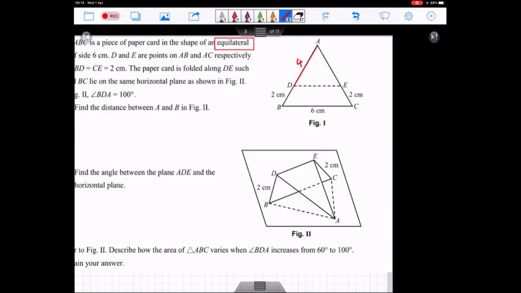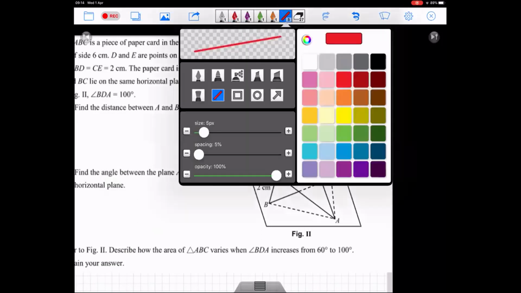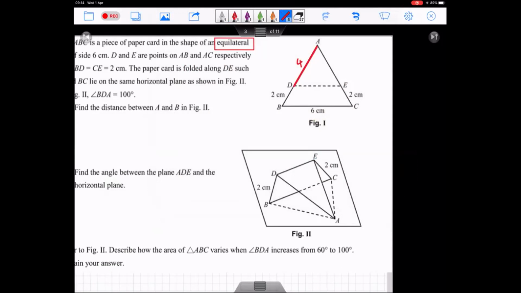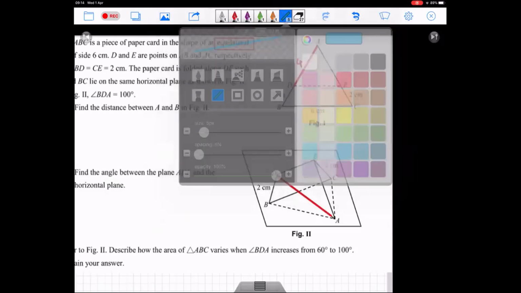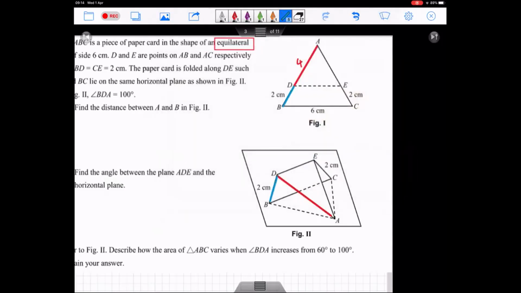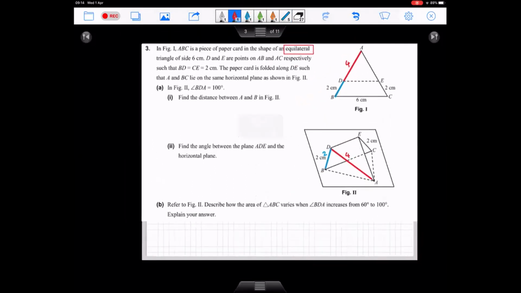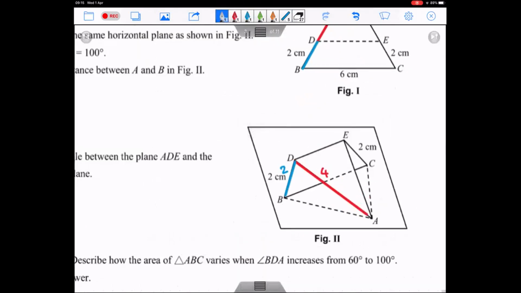And if you notice the color, let me make it thicker. This red line is 4 units long. It's actually this one. And if I put this in blue, this blue line will be this one. So in blue, we have 2 cm, and in red, we have 4 cm. And then we have angle BDA equals 100 degrees in this opening. This is a 100 degree angle.